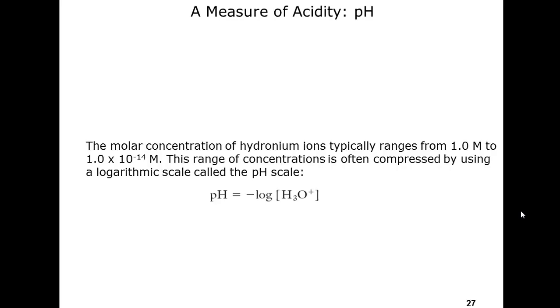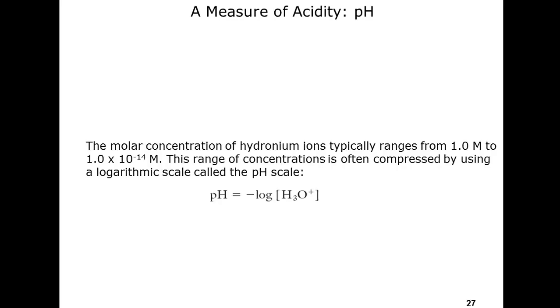You should try this on your calculator. Enter in 1 × 10⁻⁷ and then hit the log button. Your calculator should now read -7, and multiplying that by -1 gives the pH of 7.